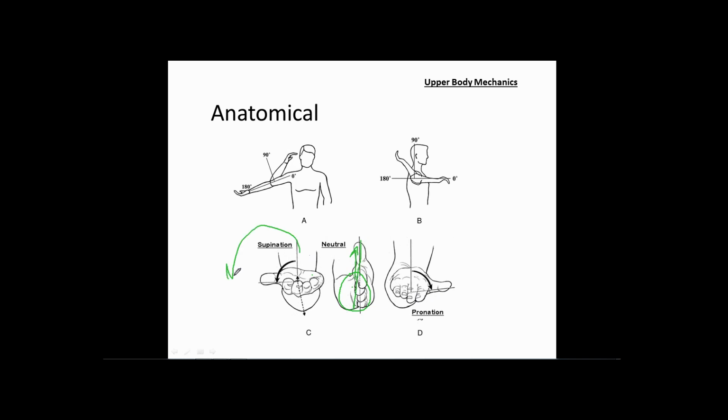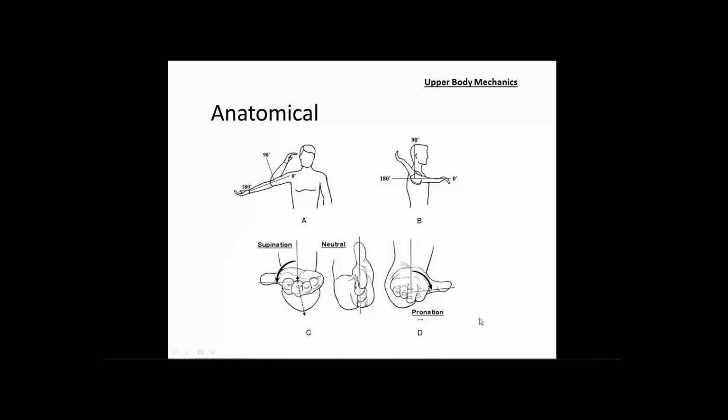If we roll the thumb open, we go into supination, palm up. If we roll the thumb down, palm down, we are going into pronation. So we've got supination and we've got pronation about the axis of the forearm, if you think of the thumb either open or up where the palm is opening, or downward where the palm is closing.